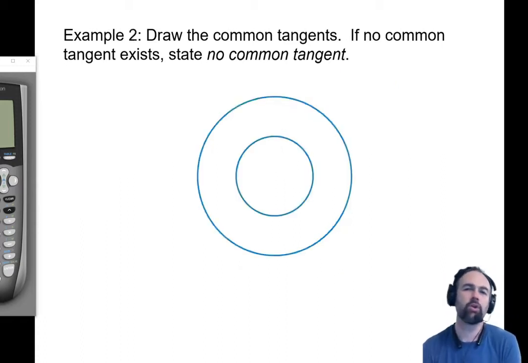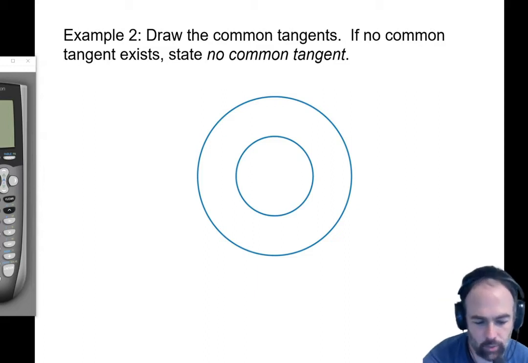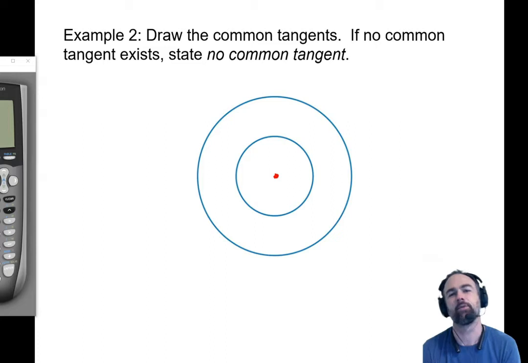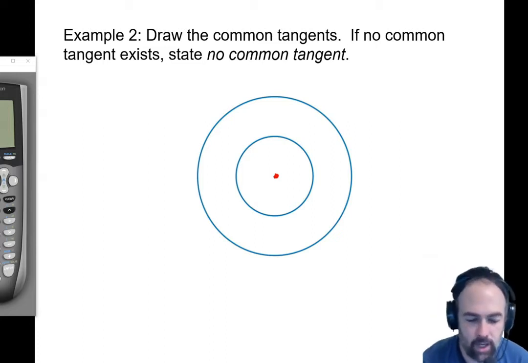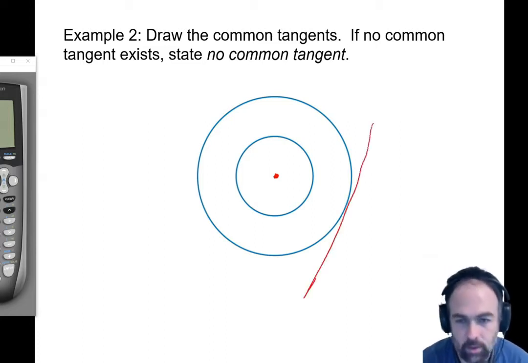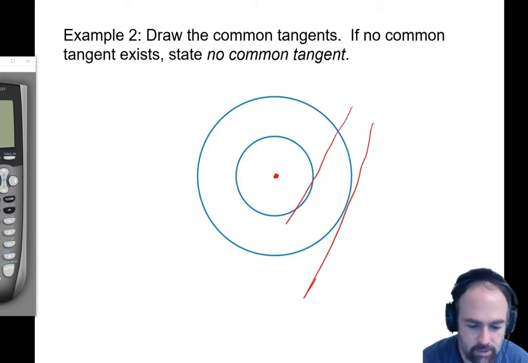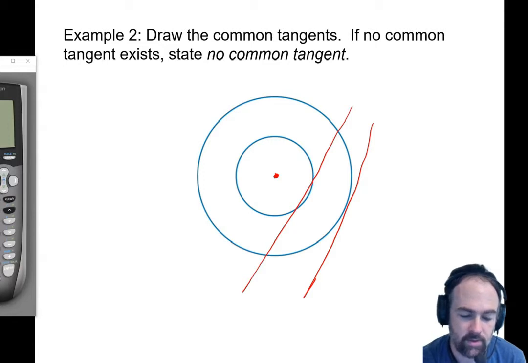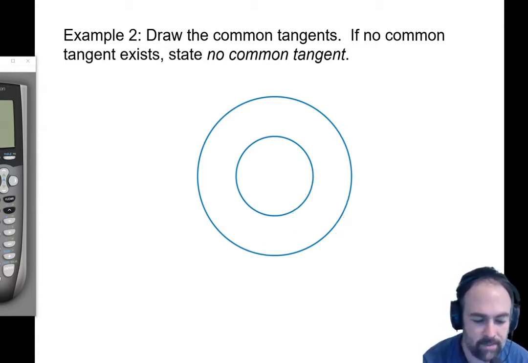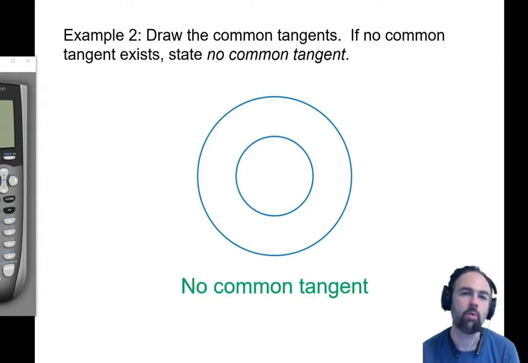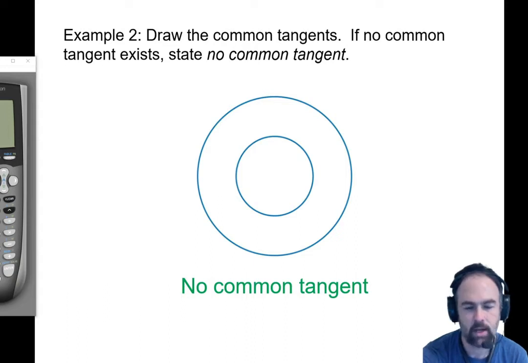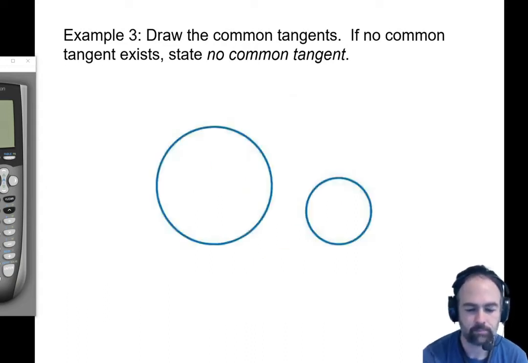On example 2, two concentric circles. Concentric circles means they have the exact same center, and in this case, different radii. Now, if I try to draw a tangent to this circle, it is going to completely miss the small circle. If I try to draw a tangent to the small circle, then it's going to be a secant to the large. So, in this particular case, there are no common tangent lines between those two circles. That's when you have concentric circles, no common tangents.